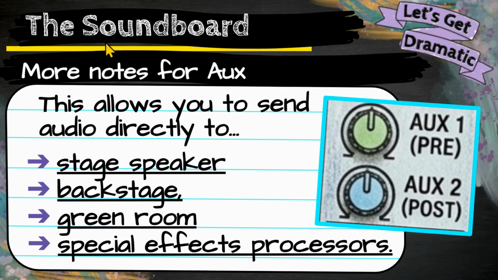Here is a list of places that you might want to send that additional audio. This allows you to send the audio directly to stage speakers, which is what we talked about, backstage, the green room where the actors are getting ready or waiting for their turns, and a special effects processor. So I could send one of these auxiliaries directly to a computer and do special effects on that voice. It can all get a little complicated, which also kind of makes it fun to do sound because you have a lot of control. You are in charge of the audio experience for the audience for that entire play.